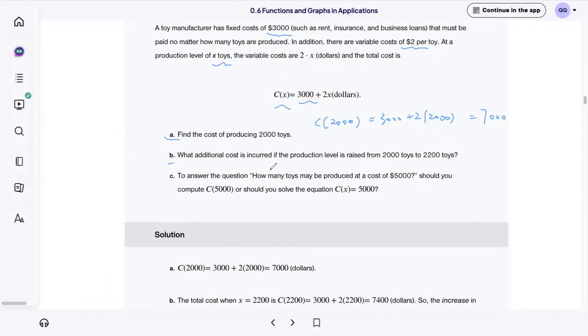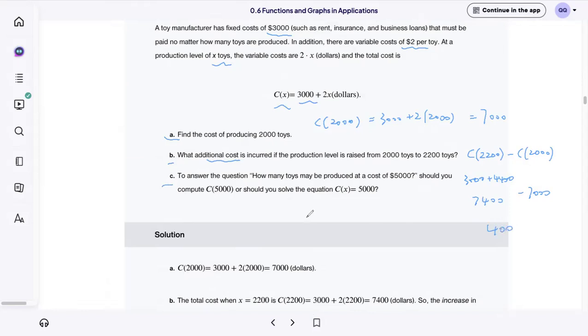B, what additional cost is incurred if the production level is raised from 2,000 to 2,200? So the additional cost is C of 2,200 minus C of 2,000, right? C of 2,200 is 3,000 plus 2 times 2,200, which is 4,400, so 7,400, and this is 7,000. The additional cost is just $400.